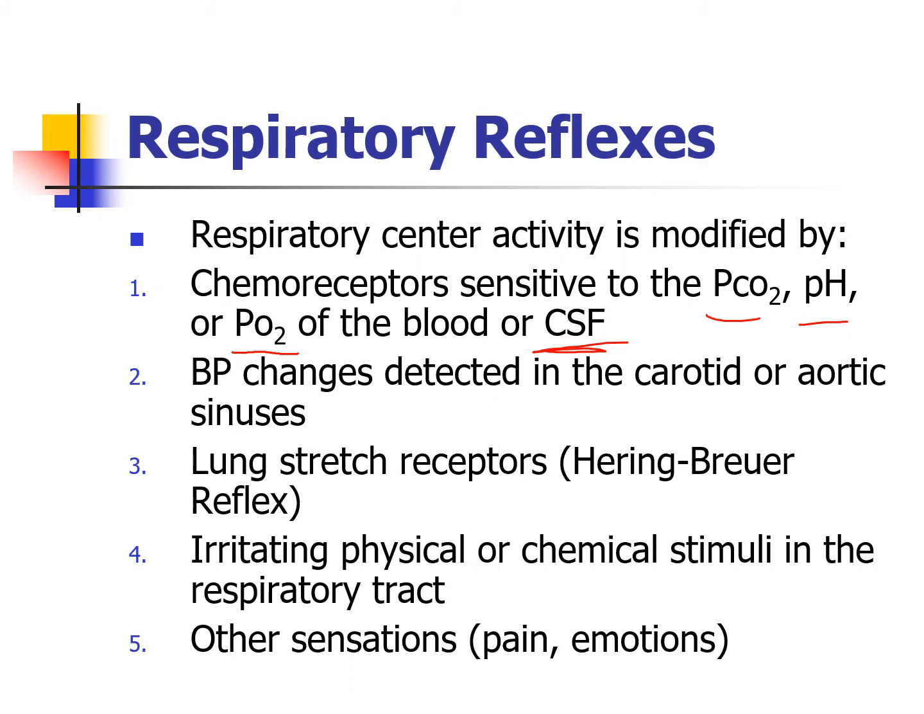The next one is going to be blood pressure changes, right? And that's going to look at the carotid and aortic sinuses to tell us what's going on there. The third part that's going to affect us is our stretch receptors. We've already talked a little bit about this, and we'll bring up the Hering-Breuer reflex here. And then the fourth one is going to be physical or chemical stimuli in the respiratory tract. In other words, if you inhale dust or fumes that you're not supposed to be inhaling, which you're not supposed to inhale, but that's a whole separate thing. But if you're inhaling an irritant of some sort, then it's going to cause respiratory changes. It's going to cause a respiratory reflex, hopefully. That's the plan, is to hopefully cause a reflex.